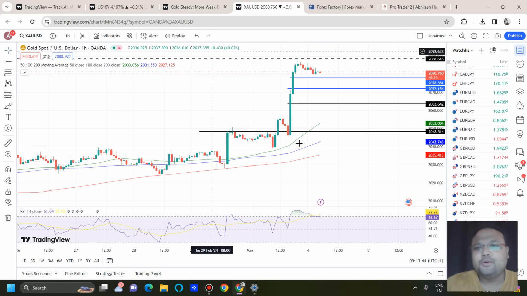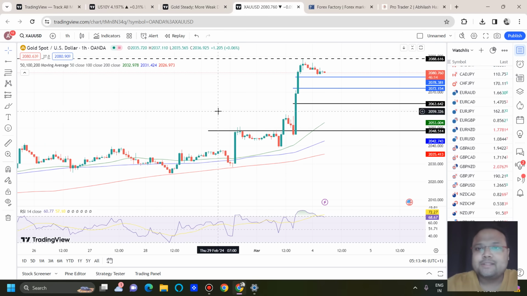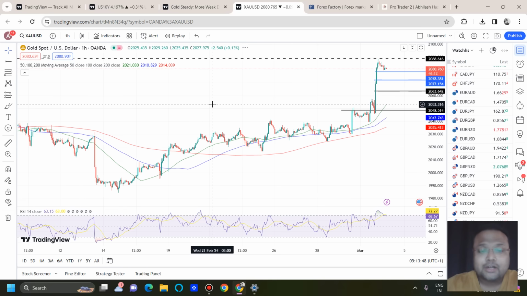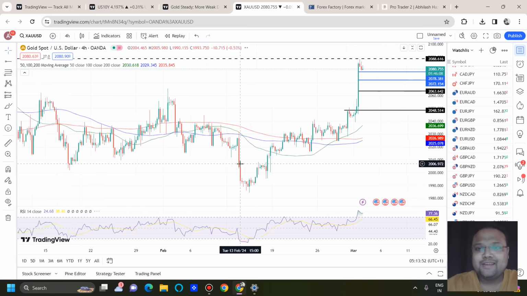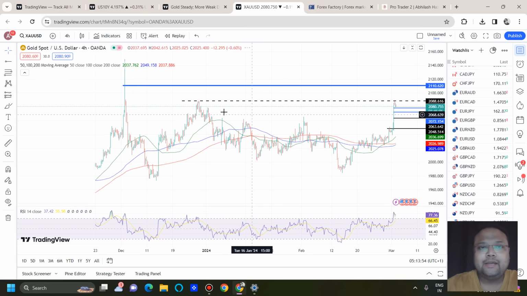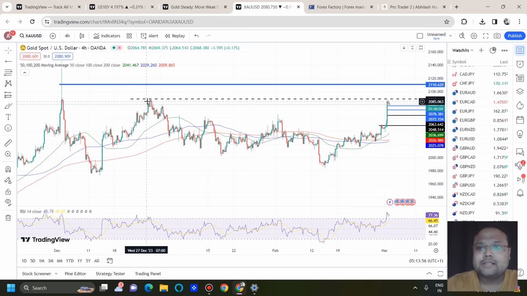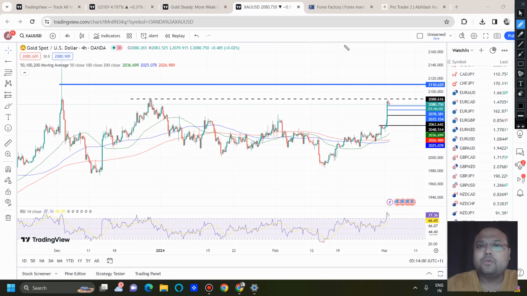Okay, let's look at gold. My dear friends, if we look at the chart of gold technically, listen to me carefully. We can see the market is standing at resistance. But why did gold go up? Gold went up because of the weak fundamentals on dollar, and after that market started going up. So we had a fundamental reason.